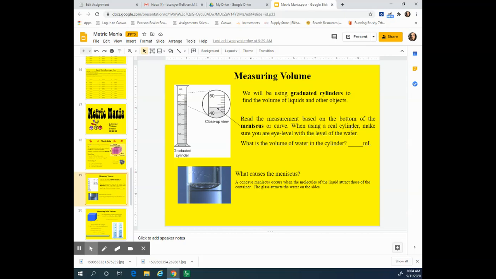When using a real cylinder, you're going to make sure you're at eye level of the water. What is the volume of the water in this cylinder? So you have 40 plus this right here, and you're going to put your answer in. What causes the meniscus? A concave meniscus occurs when molecules of the liquid attract those of the container. The glass attracts the water to the sides, so it causes the curved look that you're observing here.